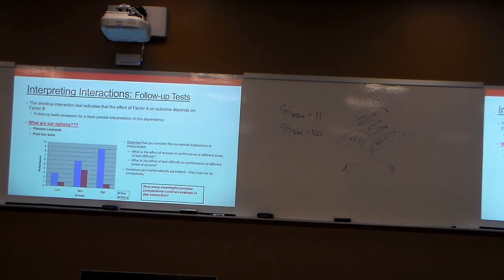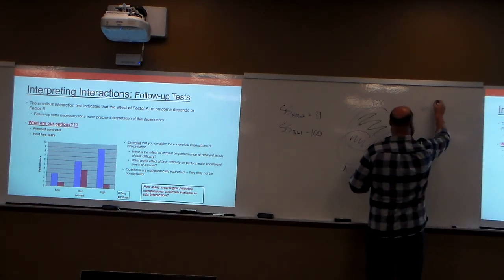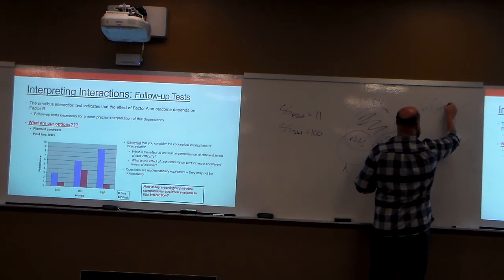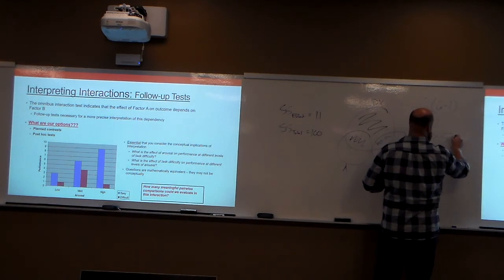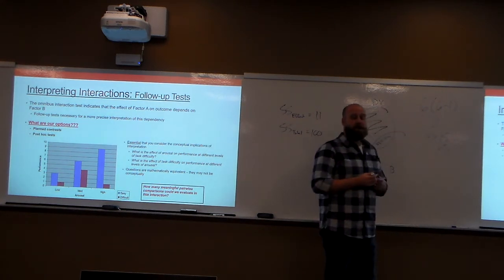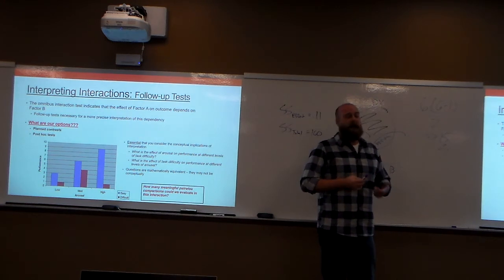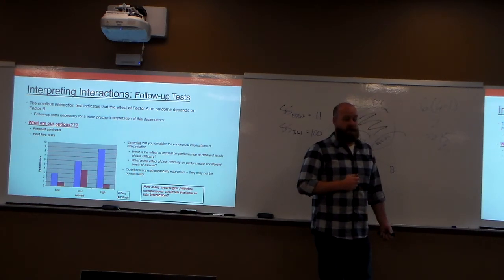How many meaningful pairwise comparisons can we evaluate in this interaction? Let's ask this question first. How many possible pairwise comparisons are there? How many cells do we have? 6, right? So we've got 6 times (6 minus 1) over 2, which is 15. We've got 15 possible pairwise comparisons. How many meaningful pairwise comparisons do we have?